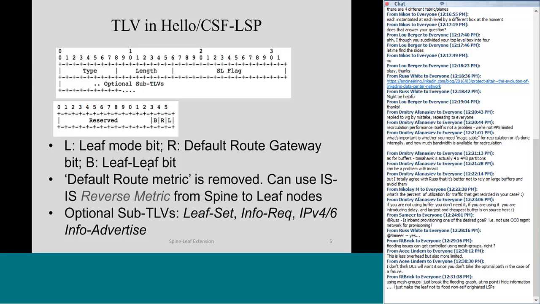And optionally, in this new draft, we include several sub-TLVs. One is called a leaf set, and one is called an info request, and another is IPv4 and IPv6 info advertise. Next.